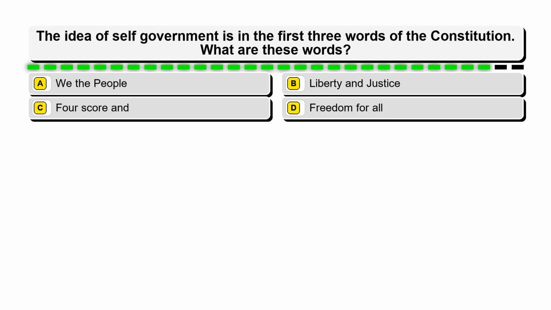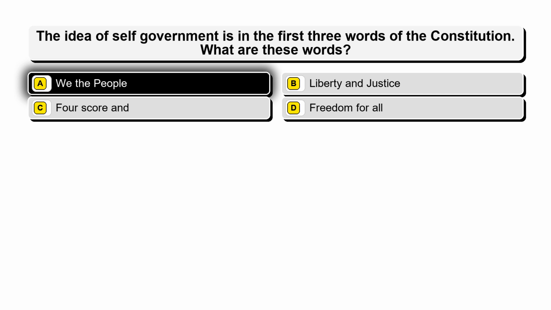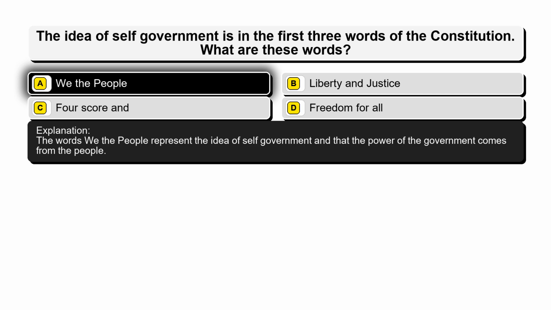Question 105. The idea of self-government is in the first three words of the Constitution. What are these words? Option A, we the people. Option B, liberty and justice. Option C, foursquare and. Option D, a freedom for all. The correct answer is option A, we the people. The words we the people represent the idea of self-government and that the power of the government comes from the people.